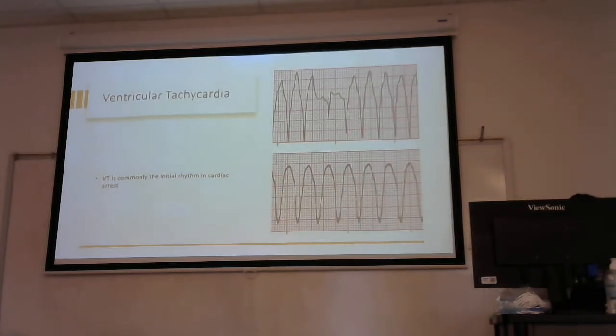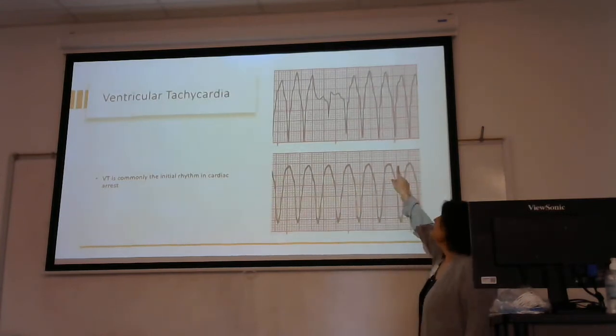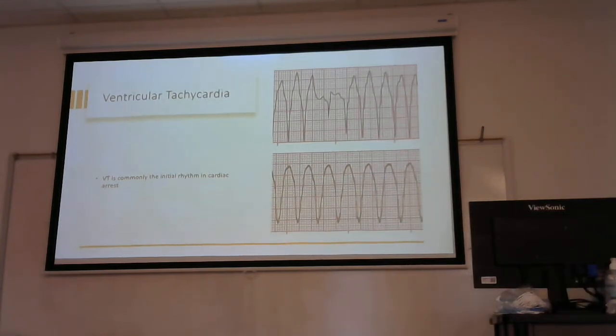What you will notice about your P waves, typically they're absent. You don't really have P waves when you're talking about VTAC. If they're there, they don't have any relationship, so I can't measure a PR interval. Then when you look at your QRS complexes, they're wide and bizarre. They're greater than what they should be, so they're greater than 0.12 seconds.